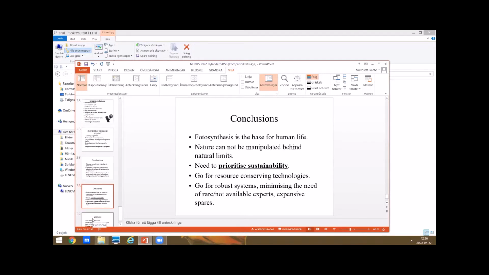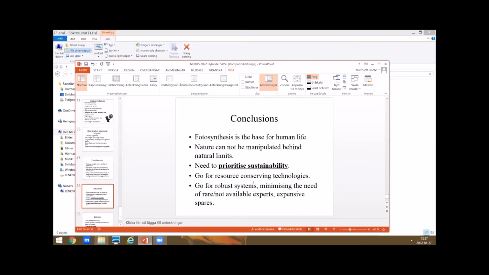So then I would like to make some conclusions. Photosynthesis is the base for human life, and nature cannot be manipulated beyond natural limits. The Aral Sea is a good example of this, or a frightening example, I should say: if you press the natural borders too hard, you get infertile soil. And there is a need to prioritize sustainability. It means that we should be able to benefit from cultivation, from agriculture, and fisheries, not least, not only for the moment, but also for the future, for generations to come.